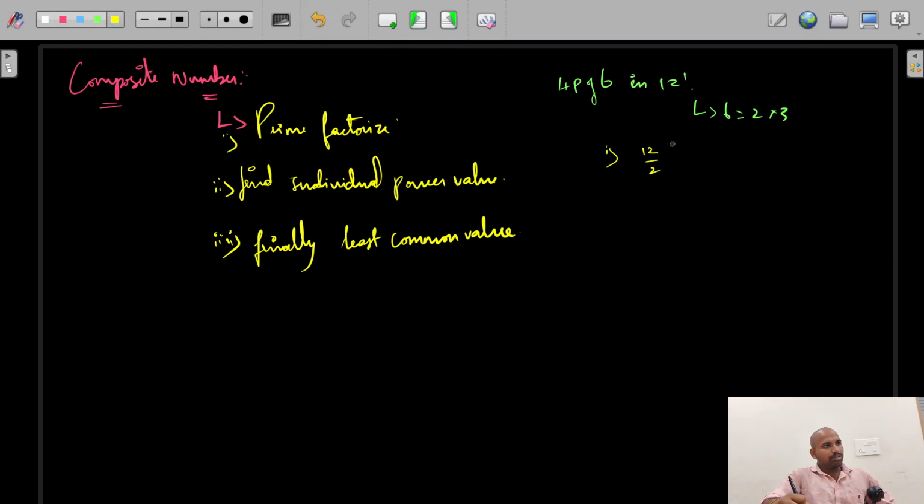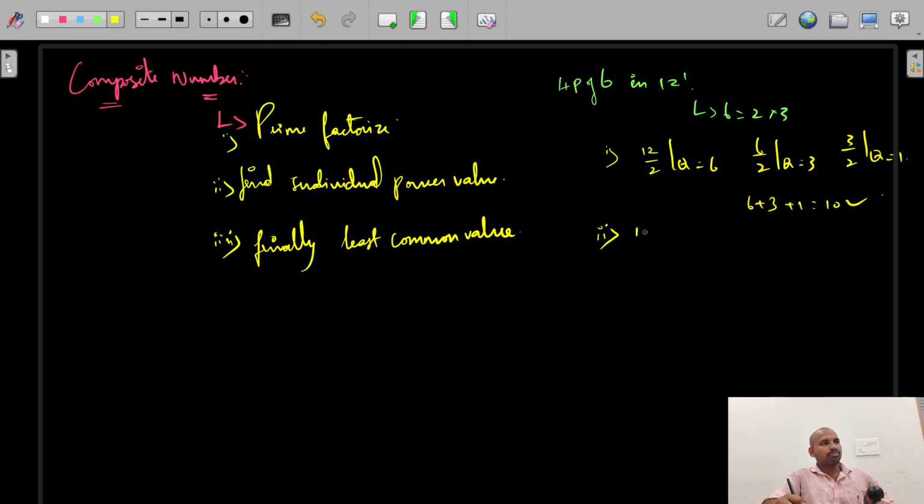First, 12 by 2, my quotient is 6. Again, 6 by 2, my quotient is 3 because 2 threes are 6. Again, 3 by 2, my quotient is 1, because the highest multiple of 2 which is less than 3 is 2, which is 2 times 1. So the power is nothing but 6 plus 3 plus 1. 6 plus 3 is 9, 9 plus 1 is 10.